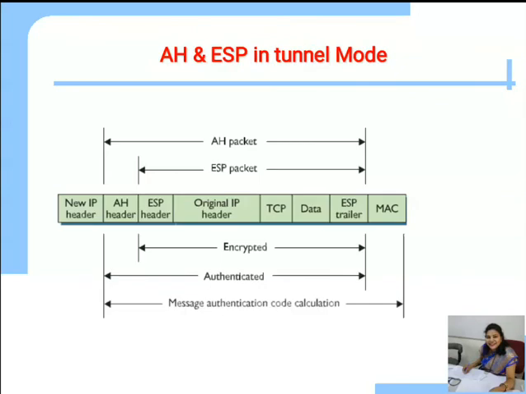This is the last part, AH and ESP in tunnel mode. Since it is in tunnel mode, we can see that the original IP header, TCP and data is encrypted using encapsulating security payload, ESP header and ESP trailer. It is authenticated by MAC and AH header, and there is a new IP header since it is tunnel mode. So till now we have seen how AH and ESP work in tunnel mode and transport mode, and also how AH and ESP both work in tunnel mode. Thank you.